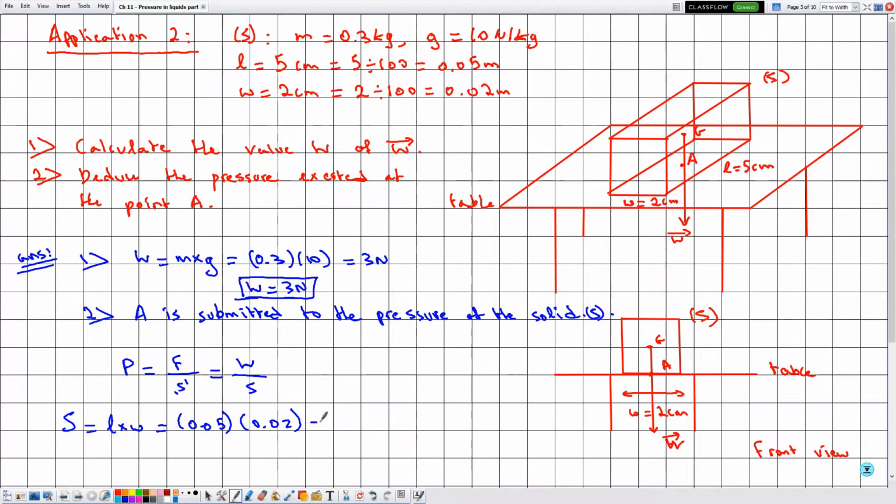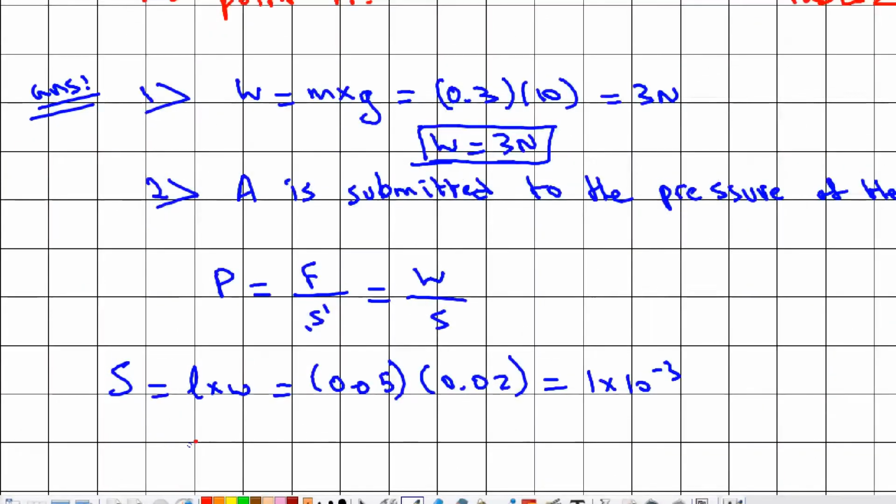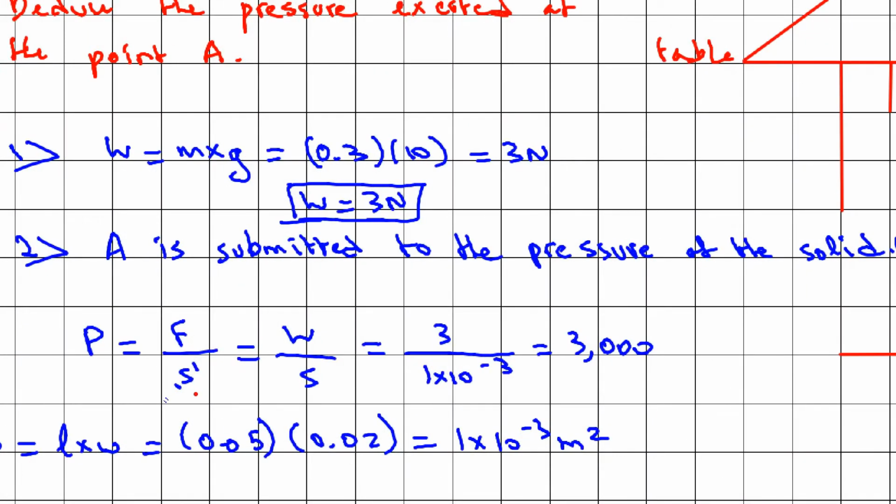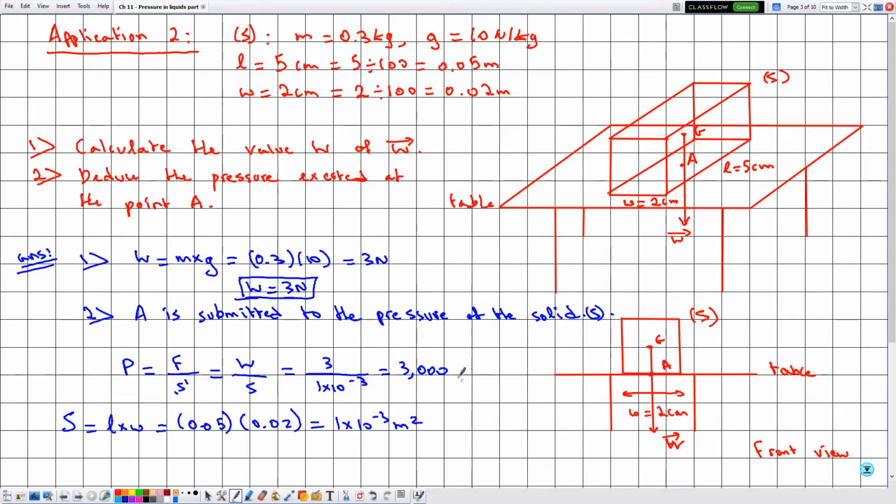Plugging this on the calculator, the cross-sectional area or the surface area in contact is given by 1 times 10 to the power minus 3. Since the length and the width are expressed in meters separately, S will be in meters square, which is the SI. So now after we have determined the value of S in the SI, 3 divided by 1 times 10 to the power minus 3, then the value of P is given by 3000. Since both F and S are expressed in the SI, the value of P will be in the SI, which is in Newton per meter square. And this unit is usually denoted by Pascal.